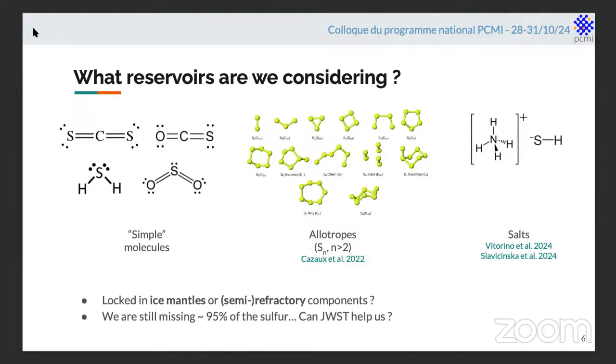So the first molecules we have identified are the ones that I showed you in the chemical models, which are simple molecules. We have CS2, OCS, H2S, and SO2. We want to be sure that OCS and SO2 can be detected in any phase of the star formation. But we also have an interesting form of sulfur, which is the allotropes. And allotropes are basically the sulfur chains. And you see that there are plenty of options.